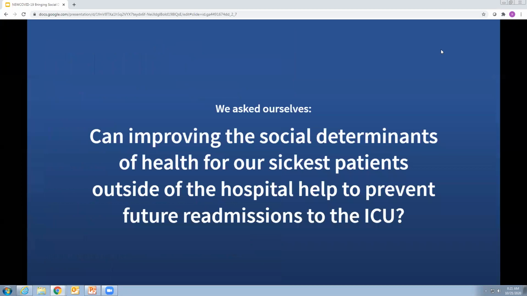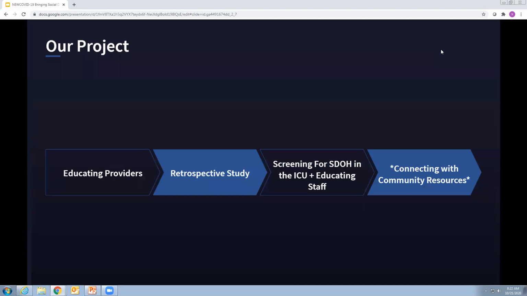So what we asked ourselves was, can improving the social determinants of health of our sickest patients outside of the hospital help prevent future readmissions to the ICU? And that started our entire project. The way our project worked is that it's very important to educate our providers prior to starting anything. They have to understand the importance of social determinants of health in the ICU setting. Then we wanted to see what the impact is right now in our ICU, so we did a retrospective study.